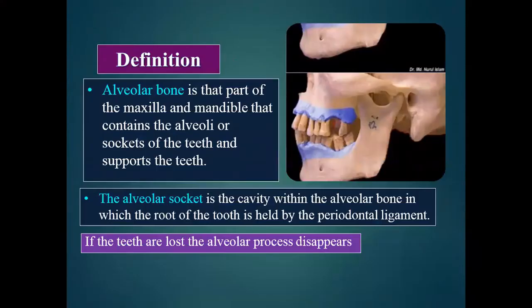So coming to the definition, alveolar bone is the part of the maxilla and the mandible that contains the alveoli and the sockets of the tooth and supports the tooth. The alveolar socket is the cavity within the alveolar bone in which the root of the tooth is held by the periodontal ligament. If the teeth are lost, the alveolar process disappears. In this picture, we can see the blue color which shows the alveolar bone.